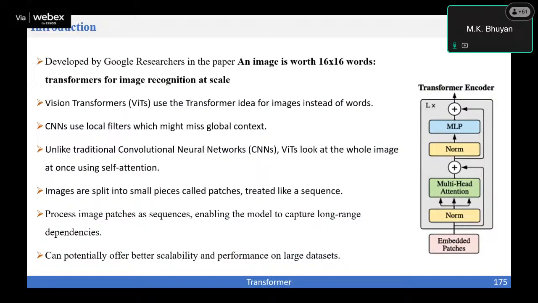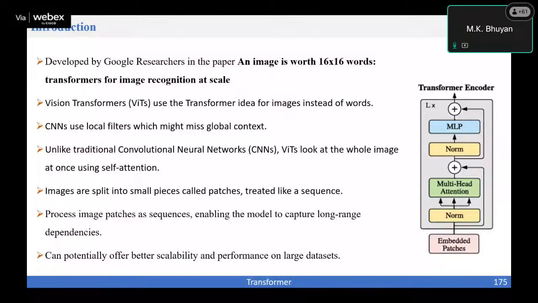So that is why we may consider the vision transformer, so that we can see the whole image using self-attention and determine the global context. In CNN, we have to consider multiple filters, but even in that case it is not possible to see the global context. In the vision transformer, images are split into small pieces. These are called patches, and they are treated like a sequence. After this, the image patches are processed like in NLP.